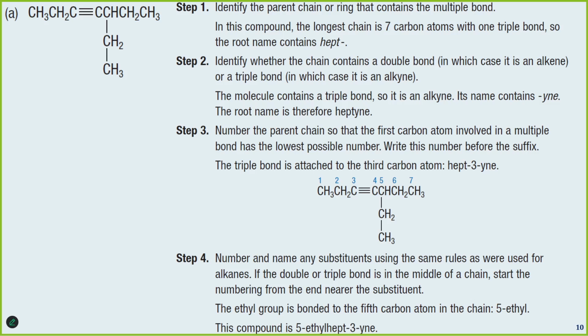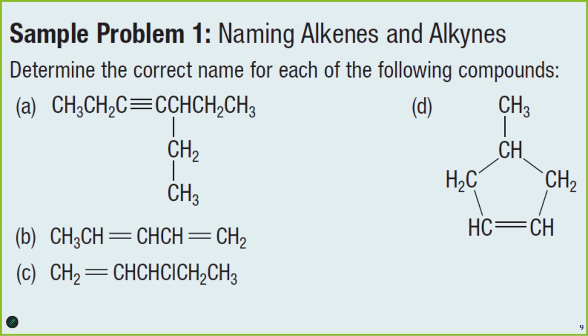So here the ethyl group is bonded to the 5th carbon atom in the chain, right? So we have a 5-ethyl. Then this compound is named 5-ethylhept-3-yne. Are you clear now? Okay. Now it's your turn to try to name the other 3 compounds here.